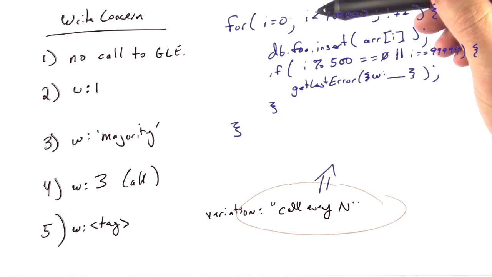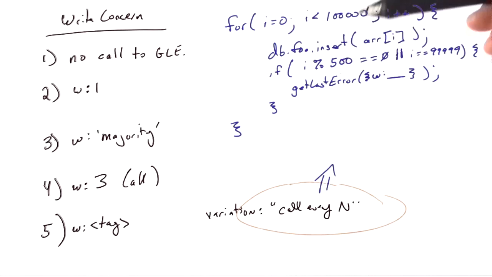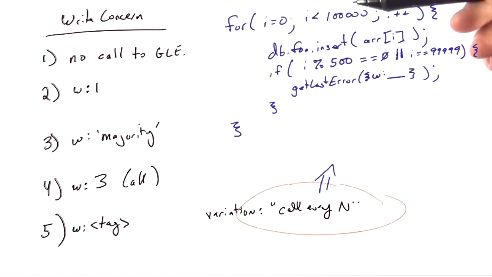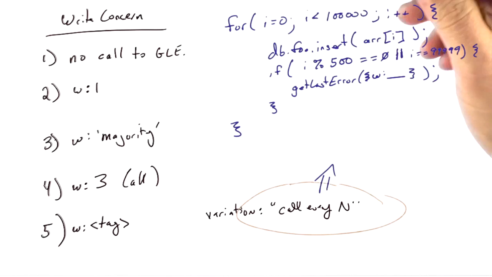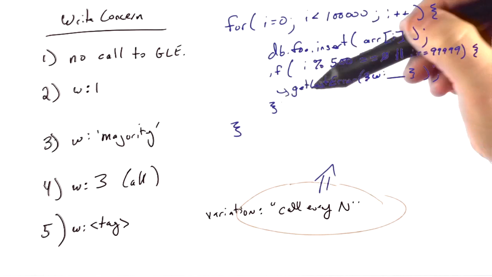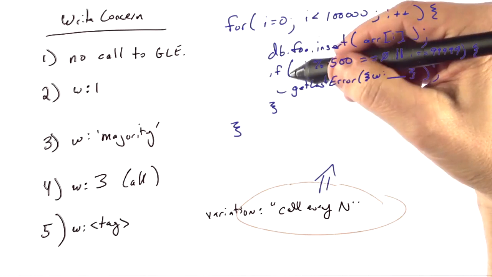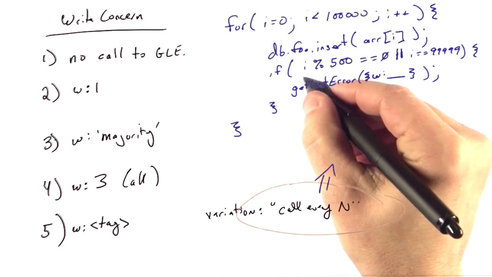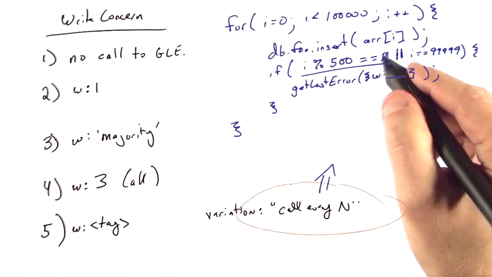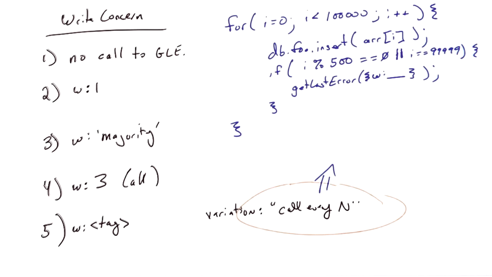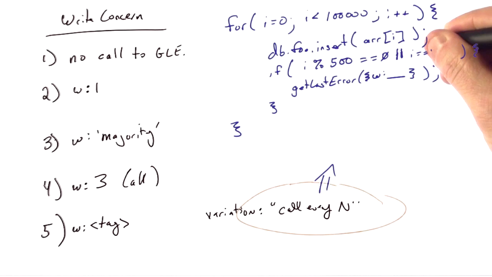If i mod 500 equals 0, so basically for everything divisible by 500, we're going to call get last error. So every 500th one, we're going to call it. In addition, I've been careful and made sure that this is true when i equals 0. So it's going to get called on the very first one. I think that would be nice. Imagine if this batch was small, if we were only doing 200 of them and it never got called, that would be bad.